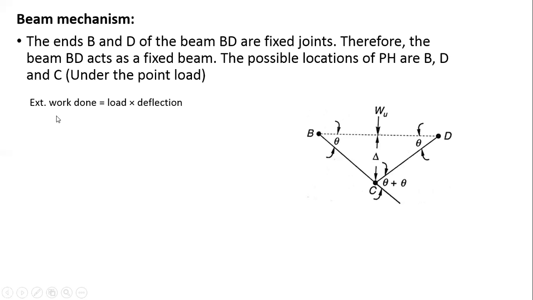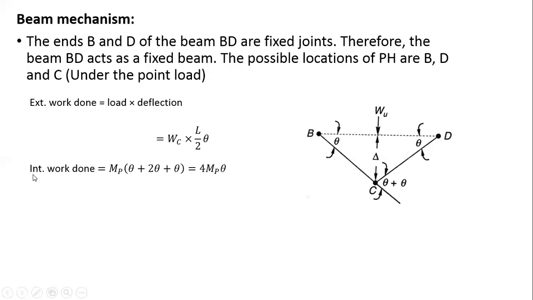How do we calculate the collapse load? We have to equate the external work done to the internal work done. The external work done is load times deflection. This is the load and this is my deflection, delta. If we multiply these, we get the external virtual work. So this is equal to the load Wc times the deflection at the center. From here to here is L by 2, and this is again L by 2. So the deflection at the center, delta, is equal to L by 2 times theta. This is my deflection here.